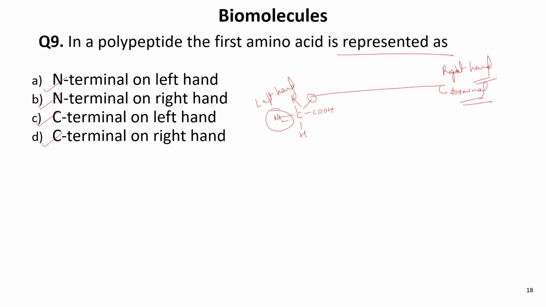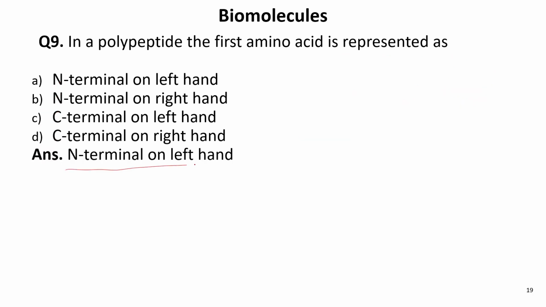So the correct answer is N-terminal on the left hand. Any polypeptide chain will have N-terminal on the left hand and C-terminal on the right hand.